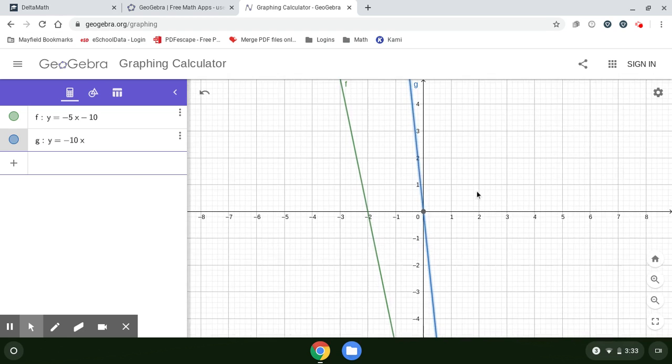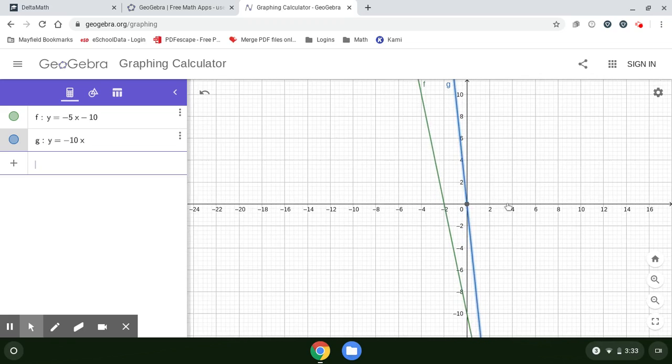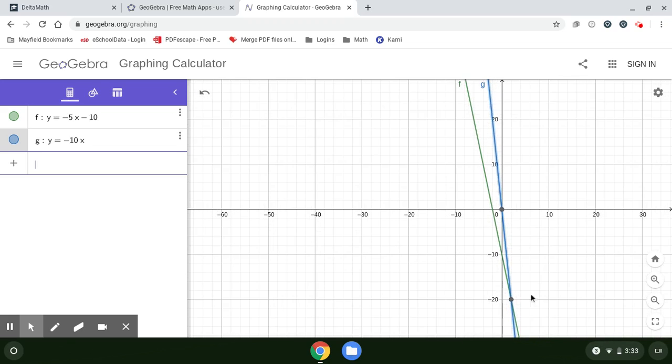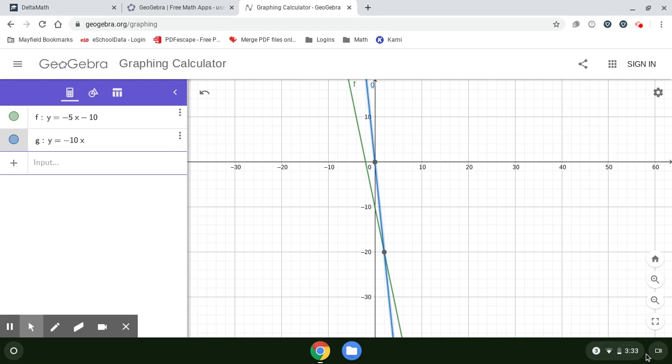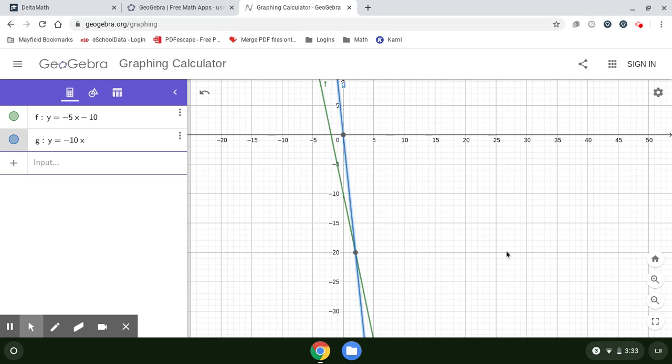And I can see I have the two lines. And I'm looking for where they intersect, which you'll notice is right down here. Okay. And if I zoom in, you will see that that is 2, 1, 2 over, and negative 20.